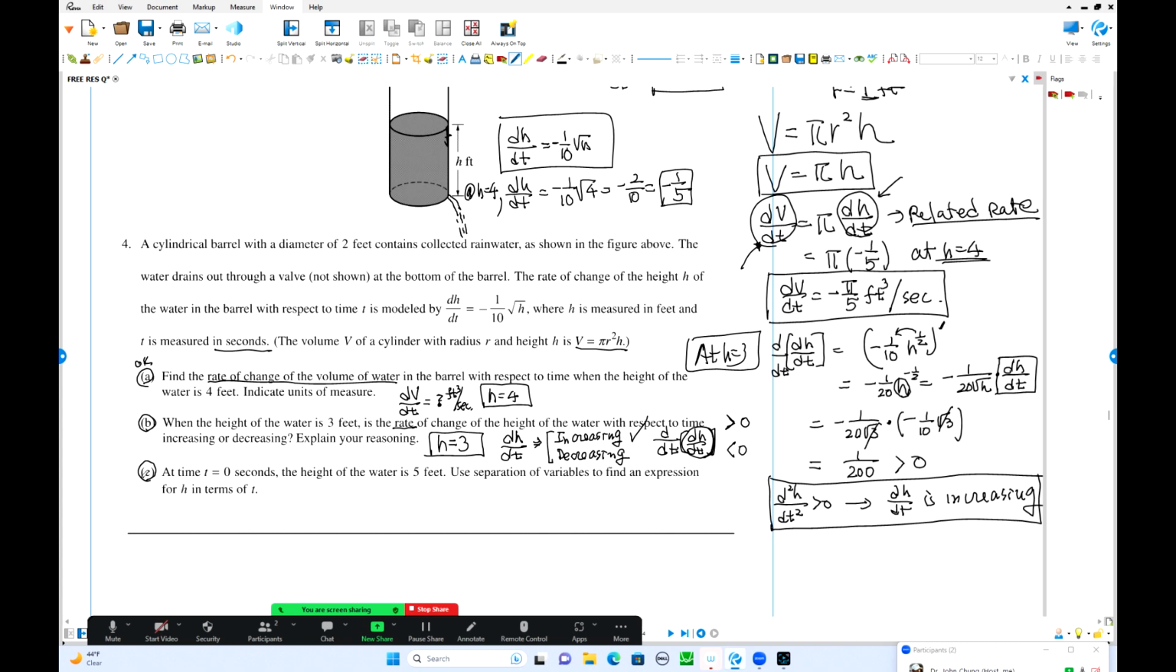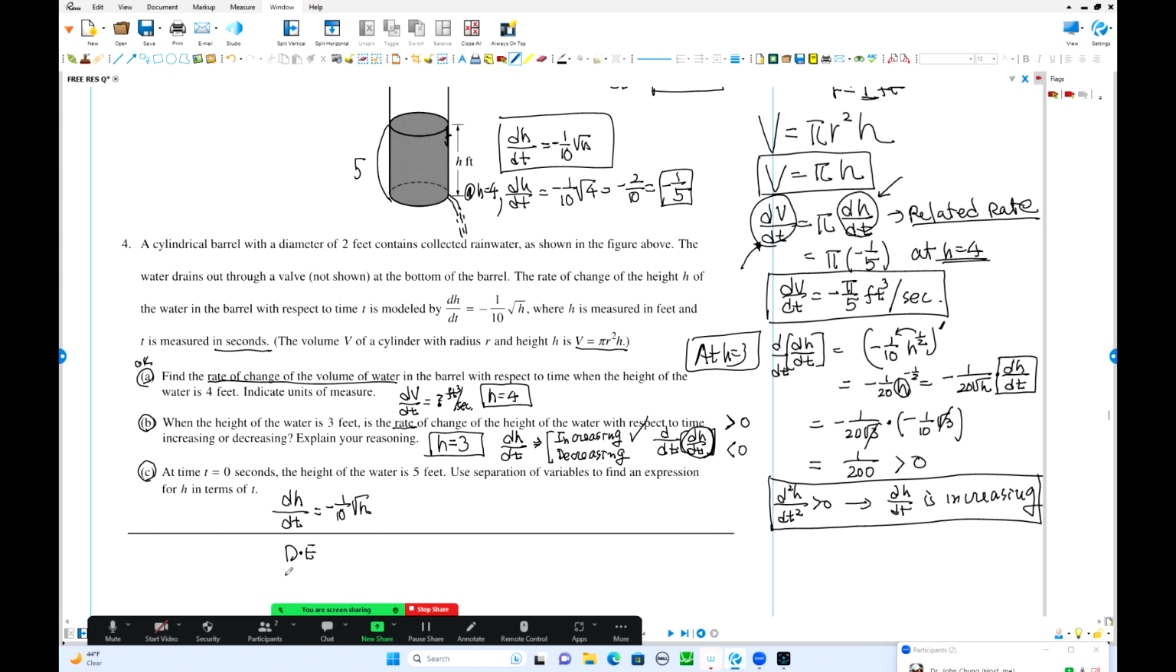At time t equals 0 seconds, the height of the water is 5 feet. It was originally 5 feet. And use separation of variables to find the expression for h in terms of t. We're going to solve this differential equation: dh/dt equals negative 1 over 10 square root h. That is a differential equation, DE.